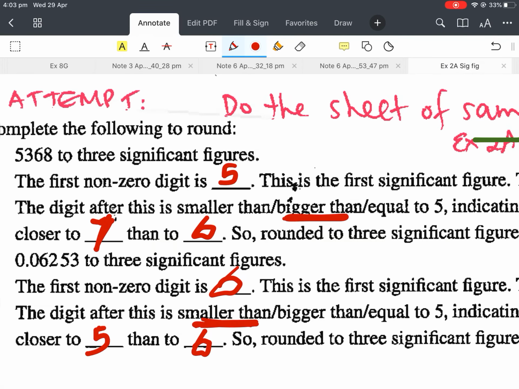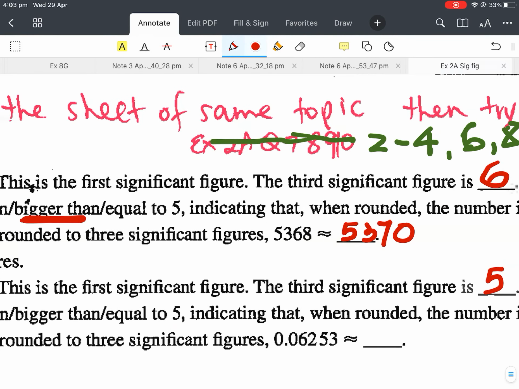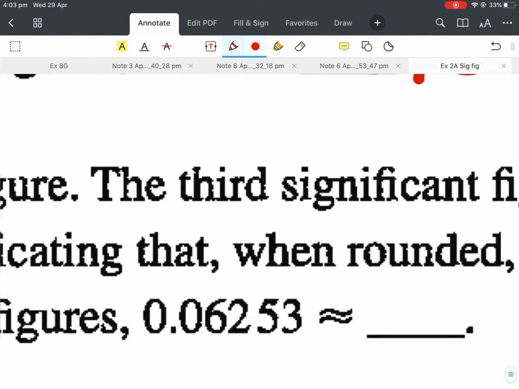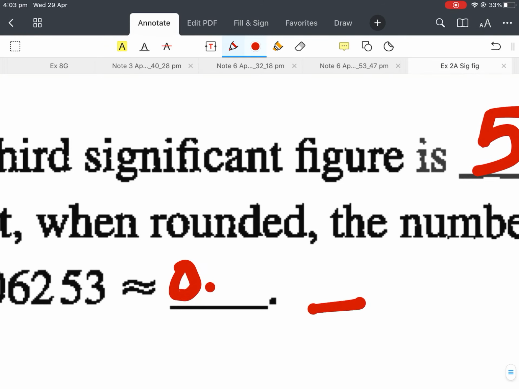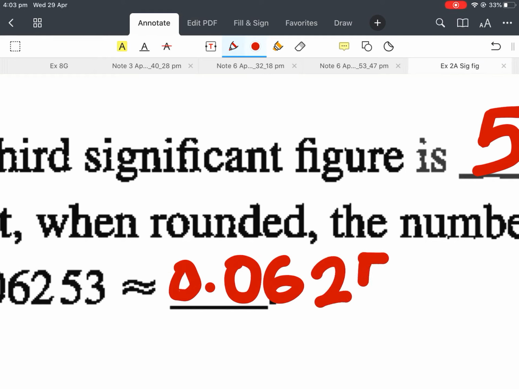So rounded to 3 significant figures, 0.06253 is, oh, sorry, my bad, 0.0625. Okay, so the 3 significant figures, 0.0625. I hope that helps.